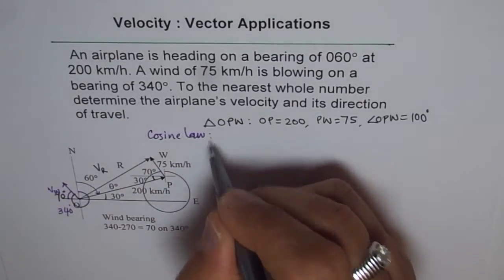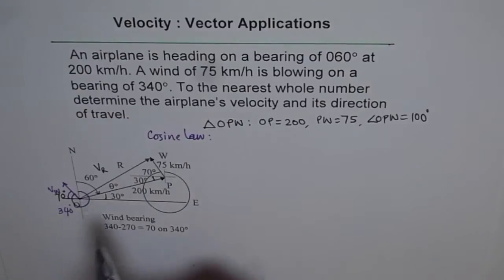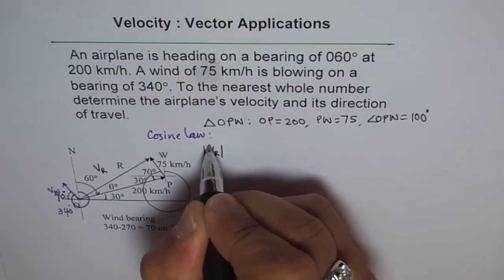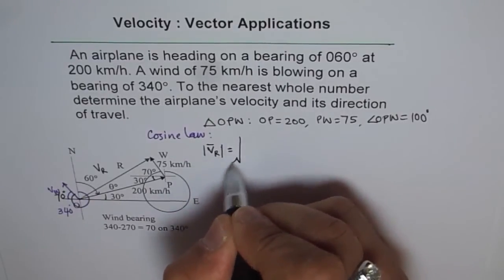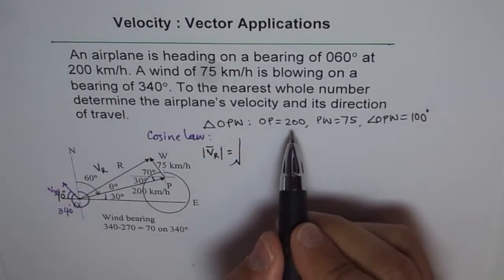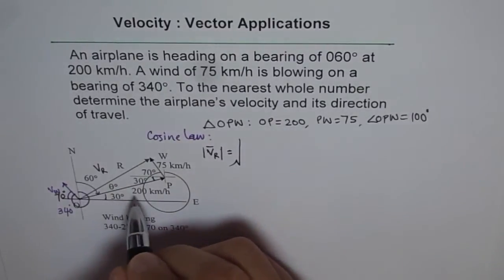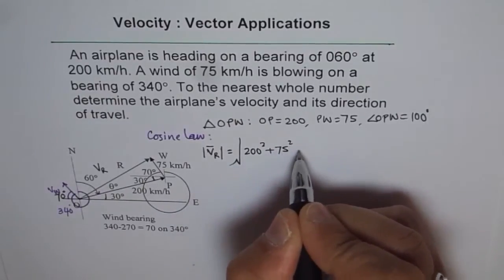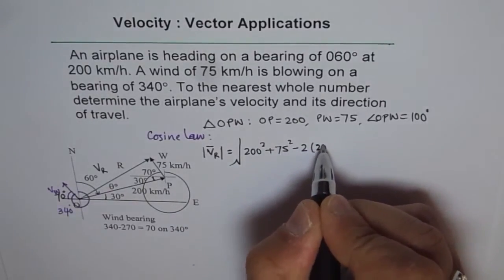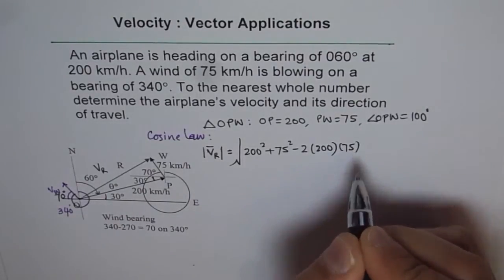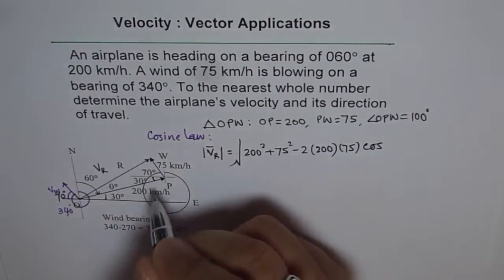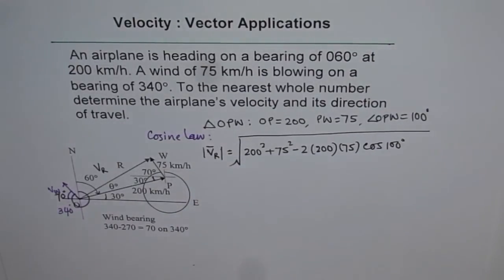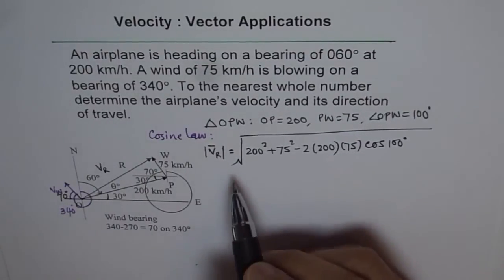And find the third side. In this case, the third side is the magnitude of our resultant vector, correct? So it is the square root of the sum of squares of these two, which is 200 squared plus 75 squared minus 2 times 200 times 75 times cos of the angle between them, which is 100 degrees, square root. So that is how we get the resultant velocity.